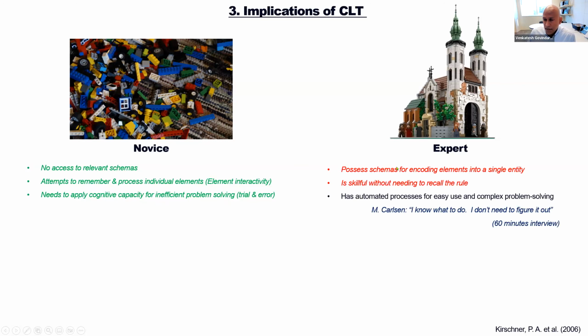Now, the expert, in contrast, has schemas, and he's combined them into a single entity, and is therefore skillful in applying what he's learned without having to recall the rule. And many of these processes are automated, and he can easily apply them to solve complex problems. Now, elsewhere in a different interview, and I have a link for it in my reference, Magnus Carlsen says, I know what to do. I don't need to figure it out. So this really is the secret of expertise, is formation of schemas and changes to long-term memory.